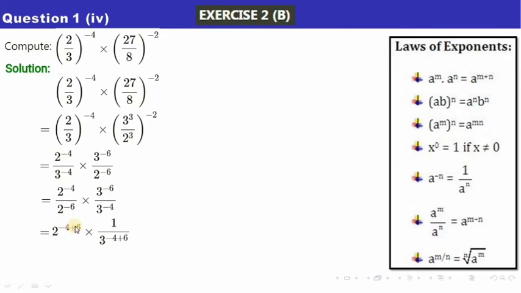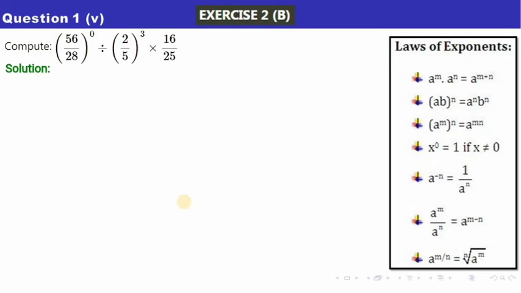So minus 4 plus 6 is 2. That's why this is 2 to the power 2. And similarly in the denominator, minus 4 plus 6 is 2, that is, this is 3 to the power 2. So 2 square is 4 and 3 square is 9. So your answer is 4 by 9 for this. Pause the video and note down the solution.